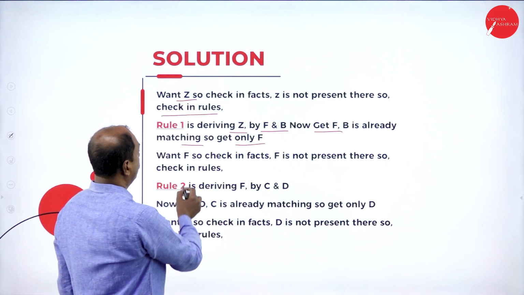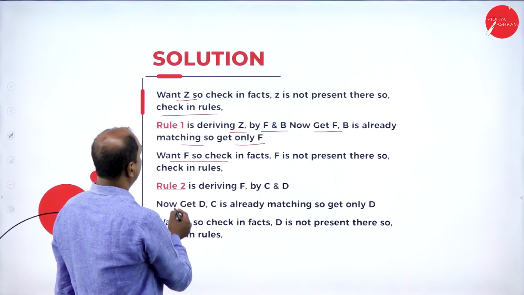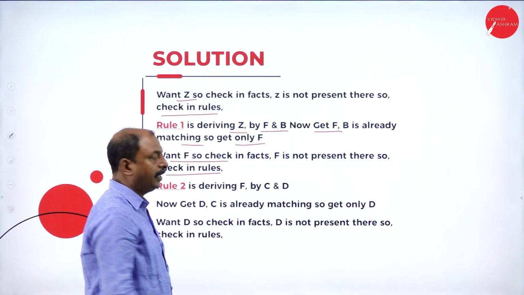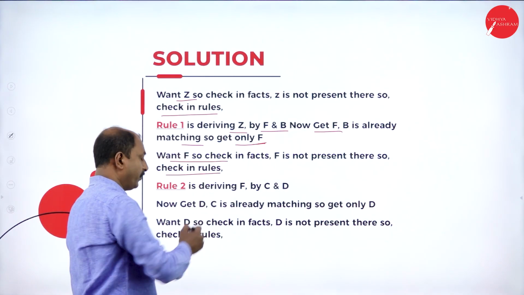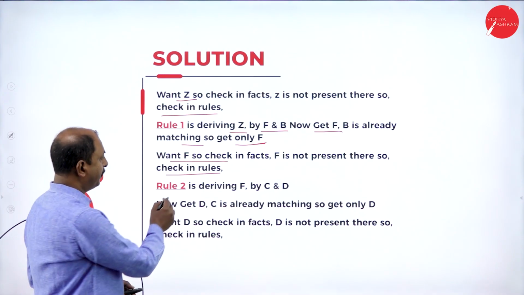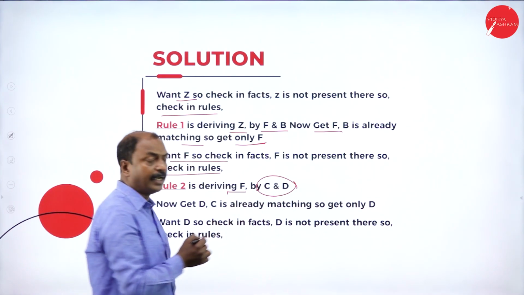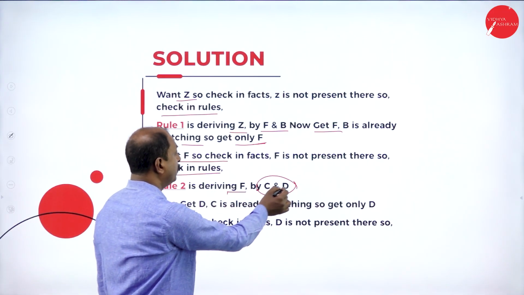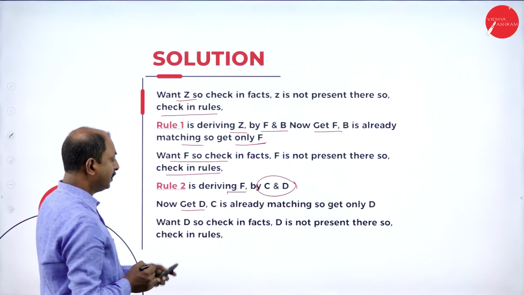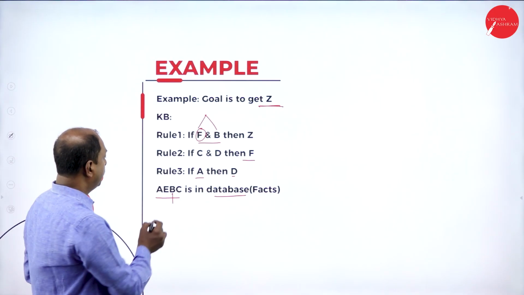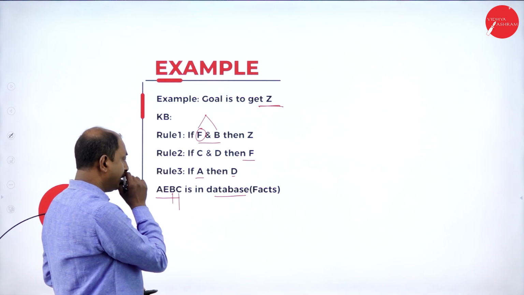So if you want F, check the facts. F is not present, so check in the rules. At this stage, F is not available, we have to get F. But if you look at rule number 2, if you want to get F, we must execute C and D. We have to execute C and D, and we have to get F.